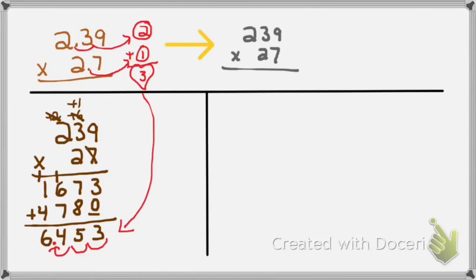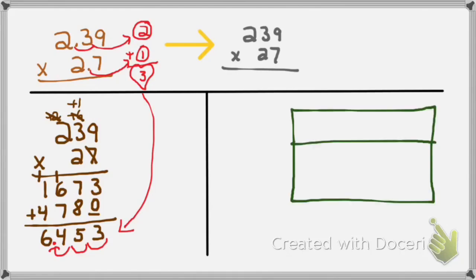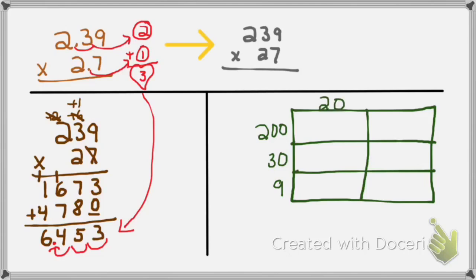Maybe the traditional method isn't for you. Maybe you're a box method fan. So if that's the case, we draw our box. 239 is 3 digits, so we'll separate our box into 3 sections: 200, 30, and 9. 27 is 2 digits, so we'll separate that side into 2 sections, 20 and 7.